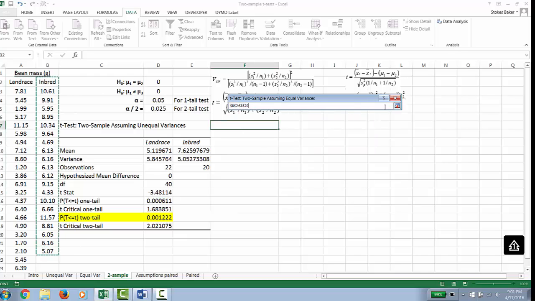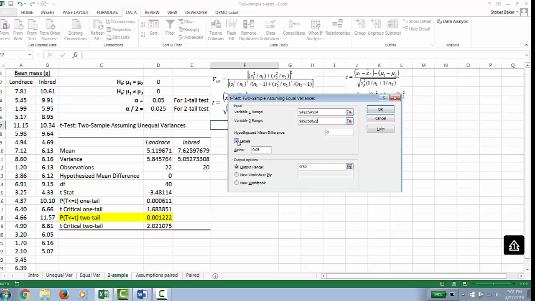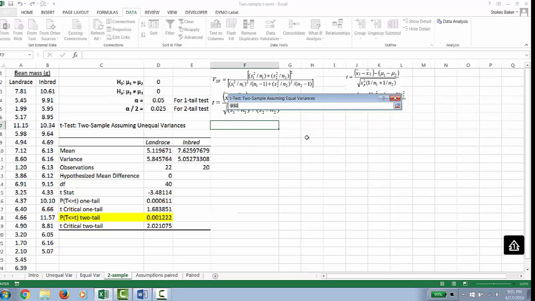Notice that I am highlighting the labels. Click labels. The hypothesized mean difference, which is mu1 minus mu2, is 0. Tell Excel where we'll put the output. We might as well put it right here.